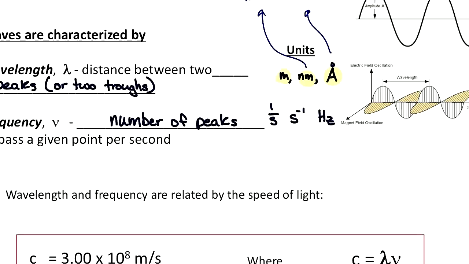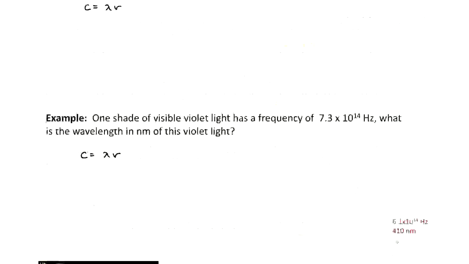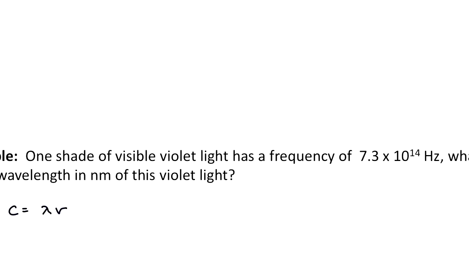1/second, sometimes you'll see it stylized as s⁻¹ or the unit of hertz as well. They all mean the same thing. All right, so let's do some calculations to make sure that we understand how wavelength and frequency are related. They are inversely proportional, all right? The shorter the wavelength, the larger the frequency. The longer the wavelength, the smaller the frequency.